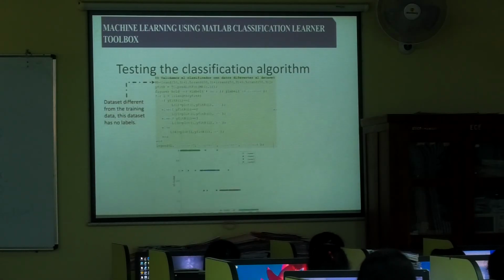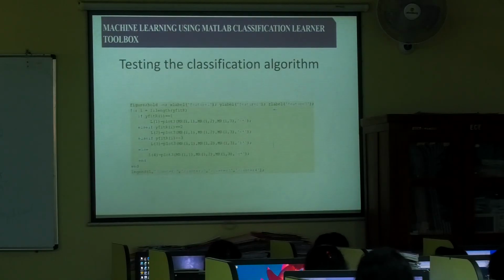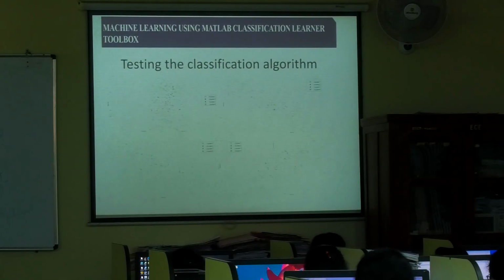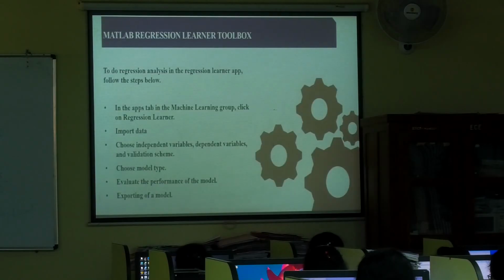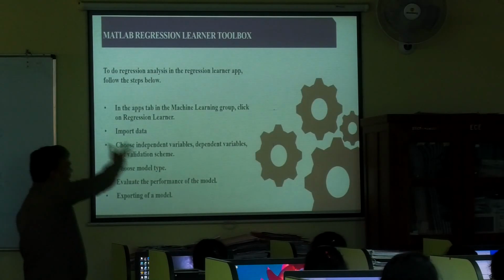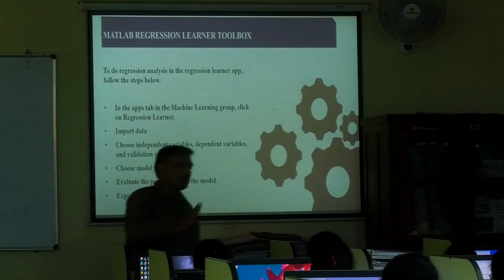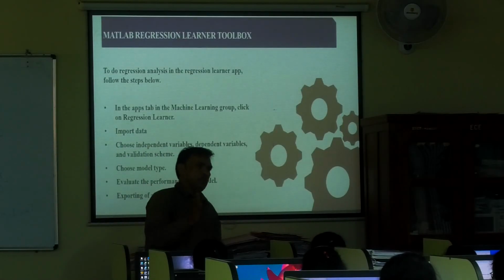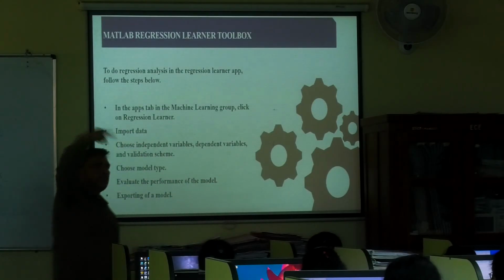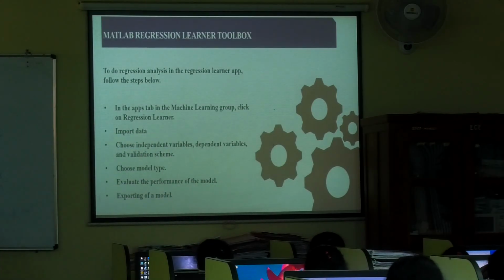Then testing the classification algorithm. These are the testing parts. We can also see the result with regression analysis. Classification is true and false only, yes or no only, 1 and 0 only. But regression is continuous; the output is continuous. That can also be done.